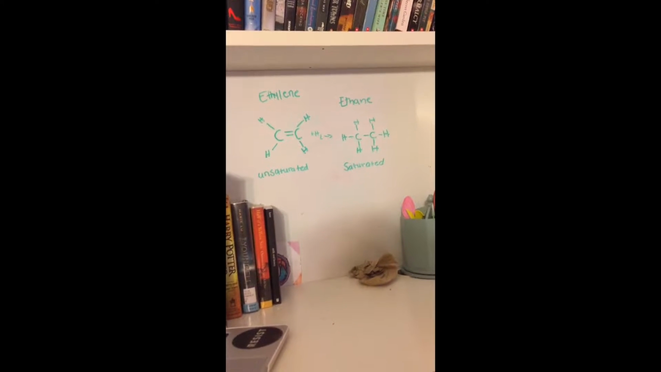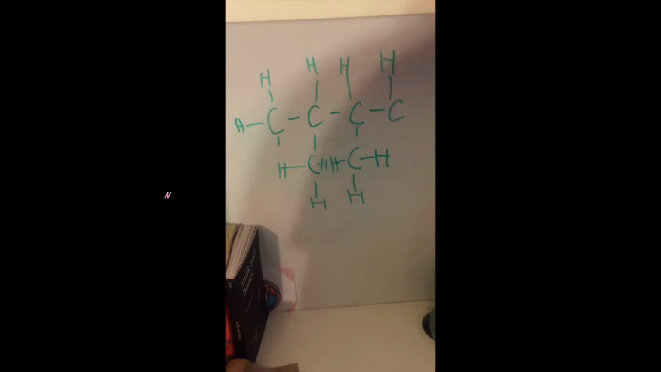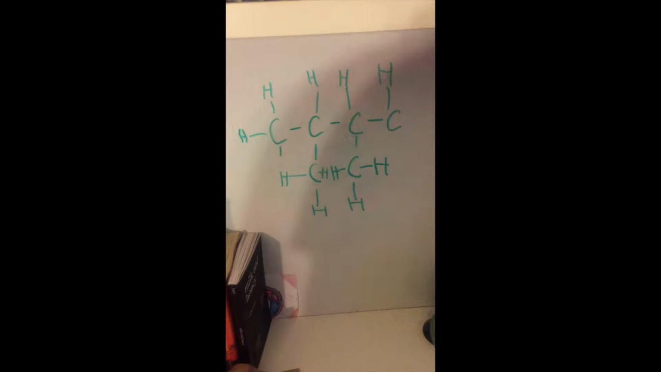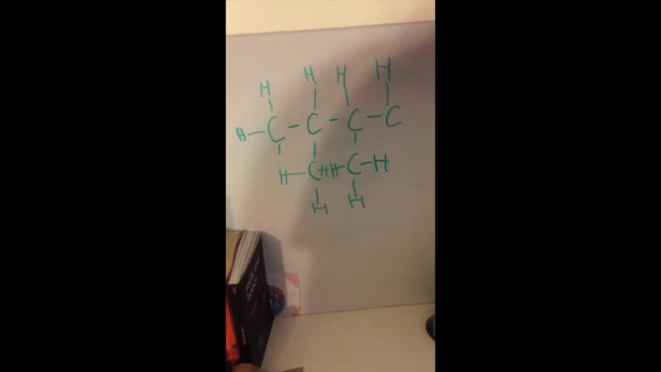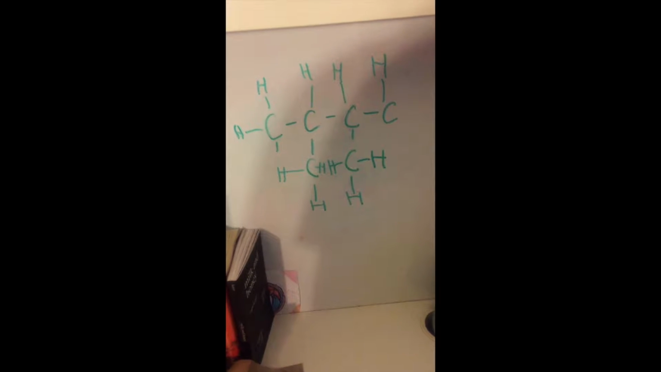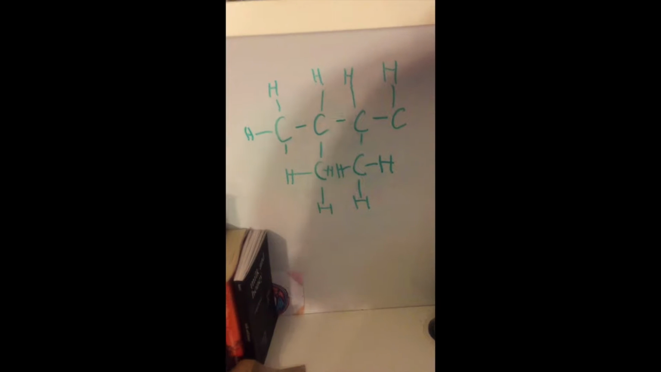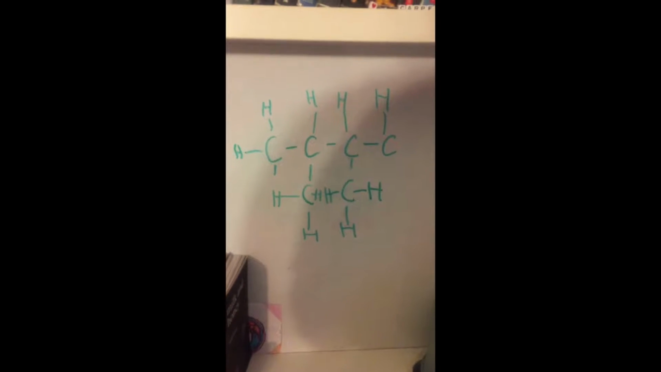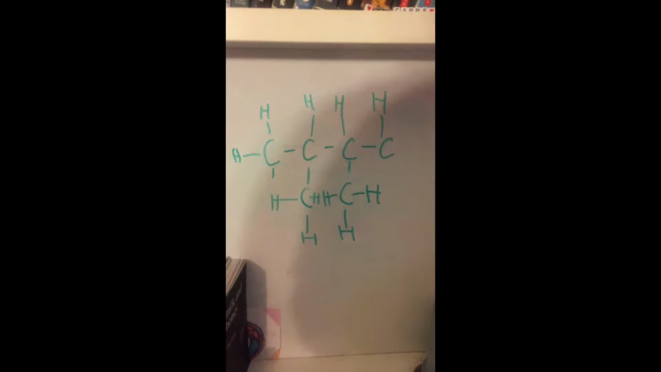So saturated hydrocarbons are also called alkanes. The rules for naming alkanes. So the first rule is that you're going to find the longest chain, and the longest chain is called the parent chain, and this determines the base of the alkane name. And then when you find the longest chain, you're going to start at the end closest to any branch, which is usually the first alkyl substituent, and you're going to start counting from there.